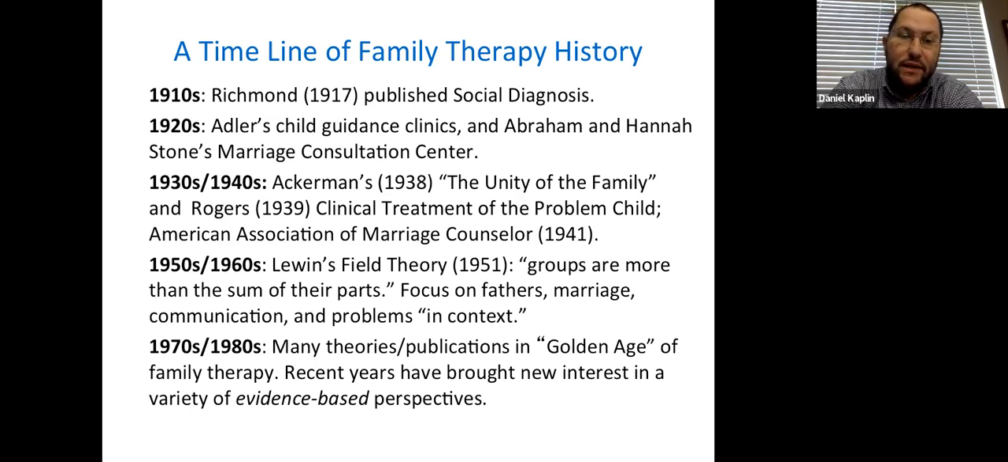Carl Rogers talked about clinical treatment of the problem child, which, it's interesting when you read that. He believed in unconditional positive regard. So he talks about the conditions of worth that parents put on their children and whatnot. And then you have the development of the American Association of Marriage Counseling. Today we call it couples and family counseling because there are couples who choose not to have a family.